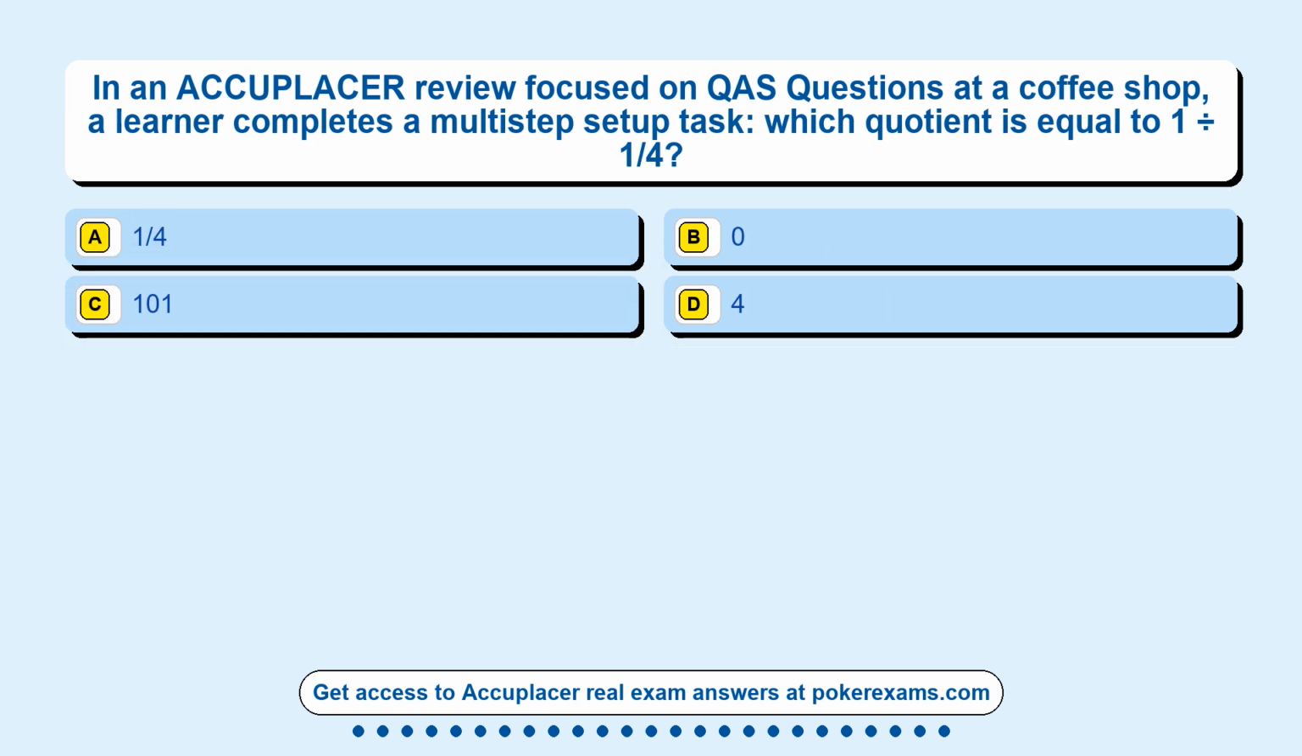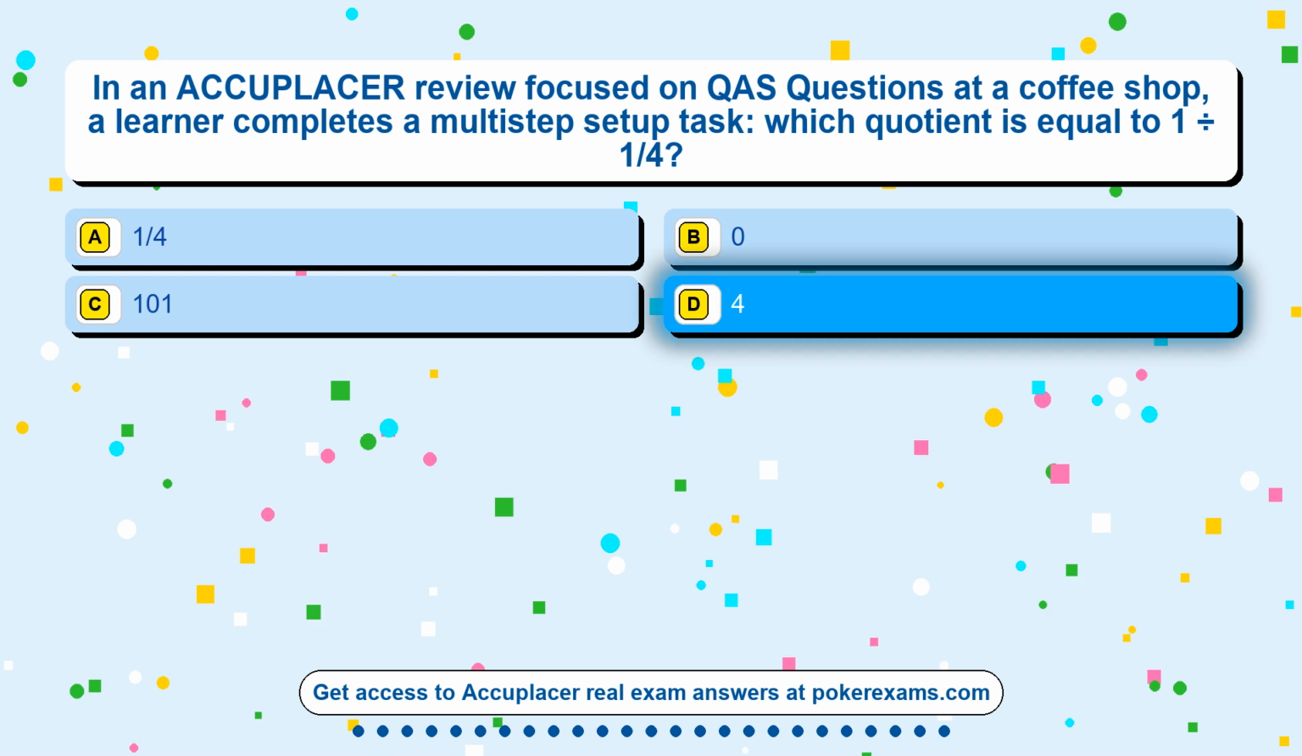Question 18. In an ACCUPLACER review focused on QAS questions at a coffee shop, a learner completes a multi-step setup task. Which quotient is equal to 1 divided by 1/4? Option A, 1/4. Option B, 0. Option C, 101. Option D, 4. The correct answer is option D, 4.